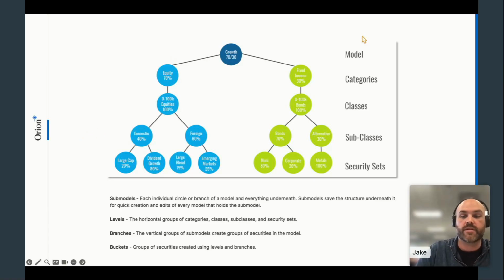When we refer to levels, that's the information that corresponds to the asset classification breakdown: your category, class, subclass, and of course, security set. Branches are more so the vertical. Similar to the submodel concept, I have my equity branch, my fixed income branch, and within that, my domestic branch, my foreign branch. And then buckets is more of a generic term. Typically you're going to call all of these security sets, but buckets is a common term for how you group all of that together.